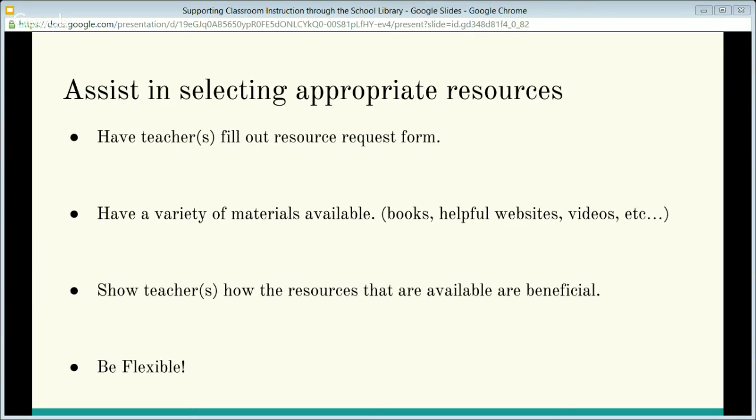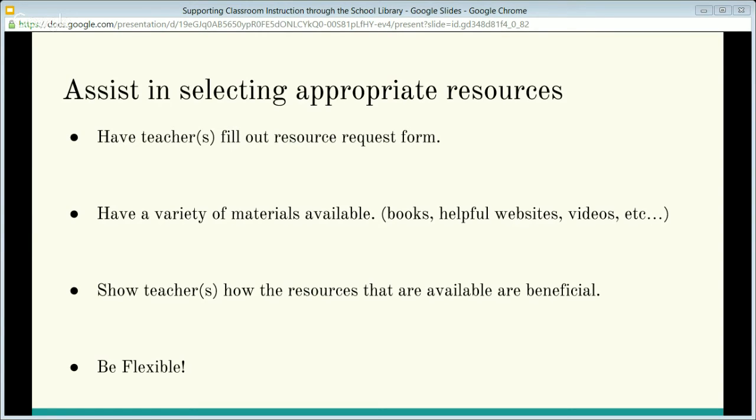Showing teachers how the resources that are available are beneficial. Not only how they are beneficial, but also how to use them. Because I know for my classes, I see each class 40 minutes when it's their library time. So that is a great amount of time, but 40 minutes is just a portion of their school day. So most of their time is spent in the classroom, outside of recess, or if you're middle school or high school, passing period.